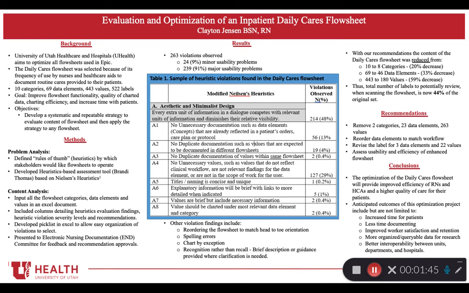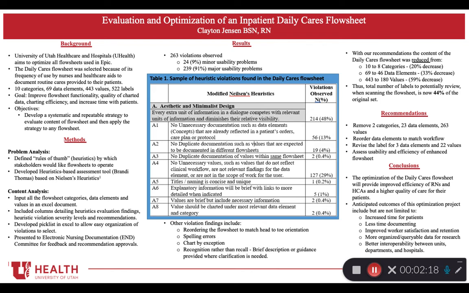Now, the methods we took are broken down into two steps. We have a problem analysis and we have a content analysis. In the problem analysis, we defined rules of thumb, or heuristics, by which stakeholders would like flowsheets to operate. Then we had to develop a heuristics-based assessment tool, which my partner in crime, Brandy Thomas, will expound on in her project presentation. This assessment tool is based on Nielsen's heuristics.